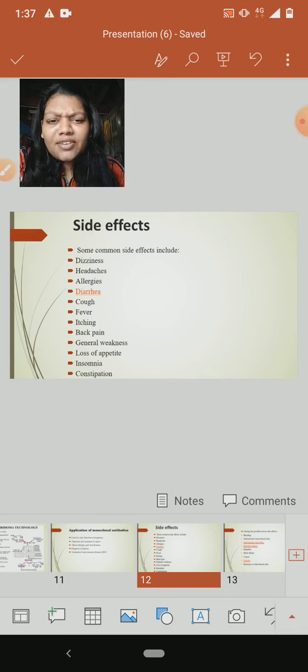Now the side effects of monoclonal antibodies. Some common side effects include dizziness, headache, allergies, diarrhea, cough, fever, itching, back pain, general weakness, loss of appetite, insomnia, and constipation.